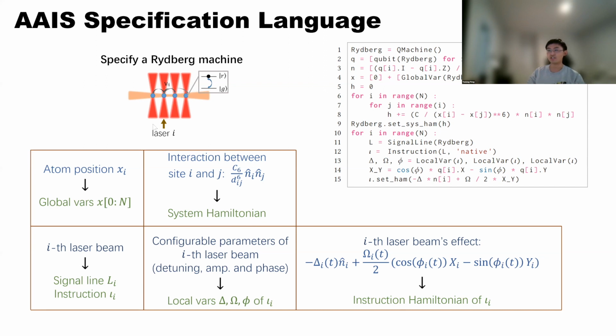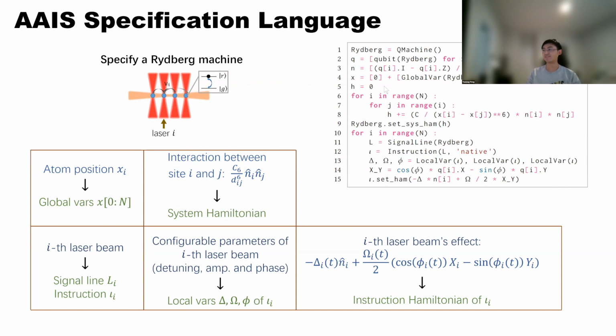So for atom position xi, in the Rydberg machine, you can basically configure the position of each atom. It's described by global variables x and stored in the list xi. Each represents the position of an atom. And the interaction between site i and site j, which is Vij here, describes the van der Waals interaction between two atoms, whose Hamiltonian is written as C6 over d to the 6 times ninj. It's modeled as a system Hamiltonian since it cannot be turned off and it's always there.